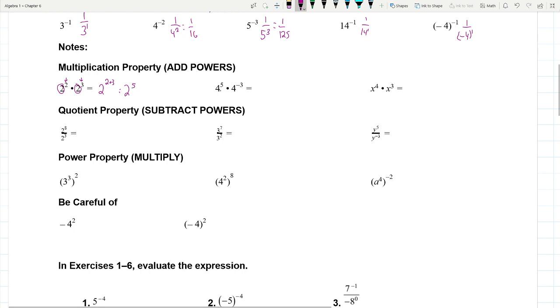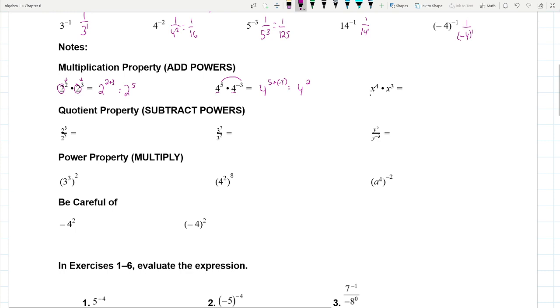Alright, I go to the next one. They have the same base, a 4 and a 4, so I know I'm going to have a 4. Then I combine the exponents, the 5 and the negative 3. So I go 5 plus negative 3, and this gives me 4 to the second power.